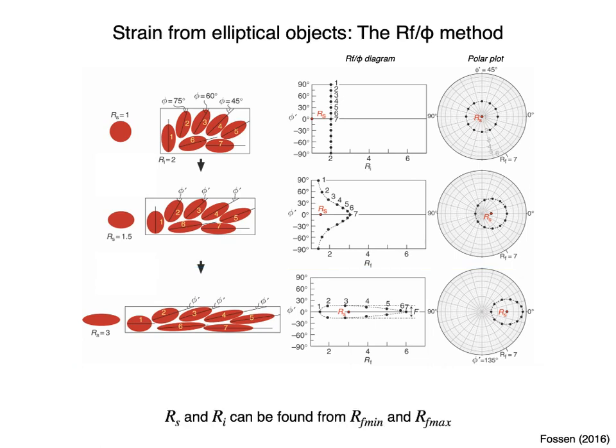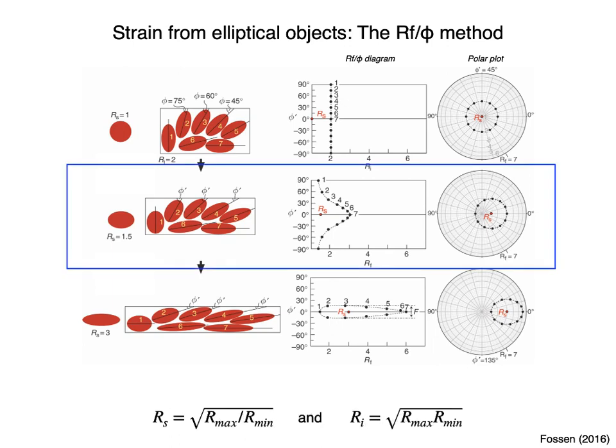The applied strain ratio, Rs, and the initial ellipticity, Ri, can be found from the minimum and maximum final ellipticity of the deformed clasts, Rf min and Rf max, respectively. We need to consider two cases. The first one is when Rs is lower than Ri, and phi has a large range of orientations. In this case, the equations for Rs and Ri are these.